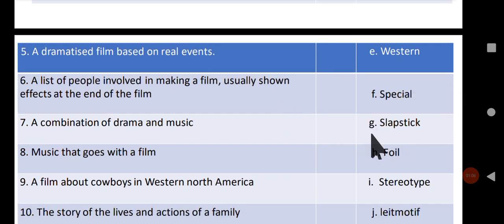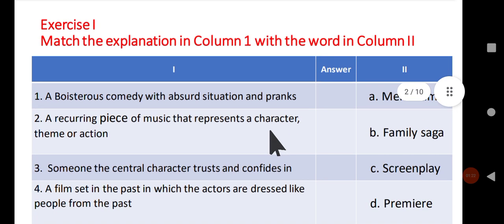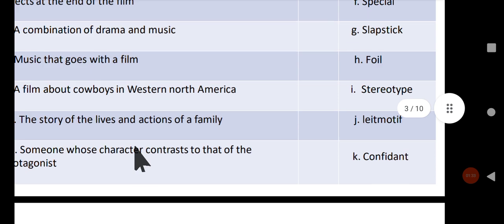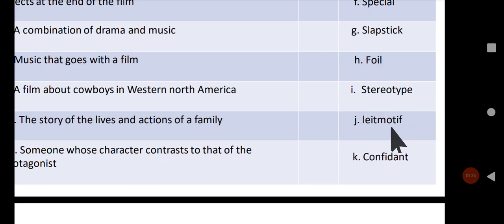So in film vocabulary, movies which have situations that are pranks and absurd situations together are called slapstick. So the first one is G. Next, look at the second one: a recurring piece of music that represents a character, theme, or action. What is it called? That is called leitmotif. It is any piece of music that represents a character, theme, or any action.